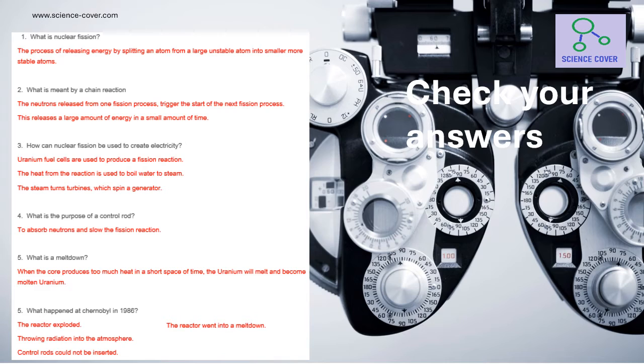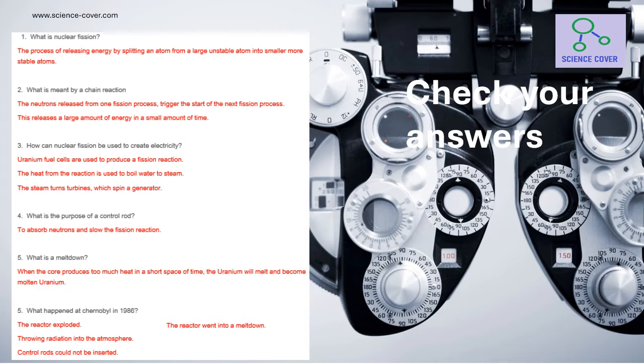Number 5. What is a meltdown? This is when the core of the reactor produces too much heat in a short space of time, and then the uranium will melt and become molten uranium.